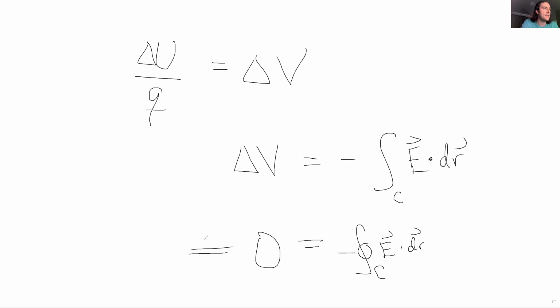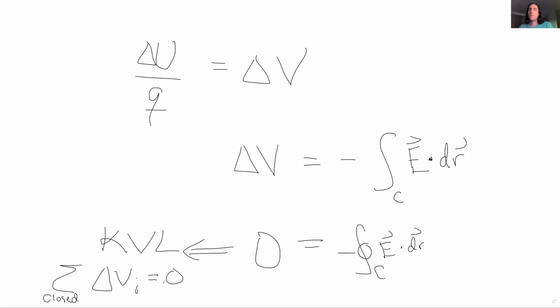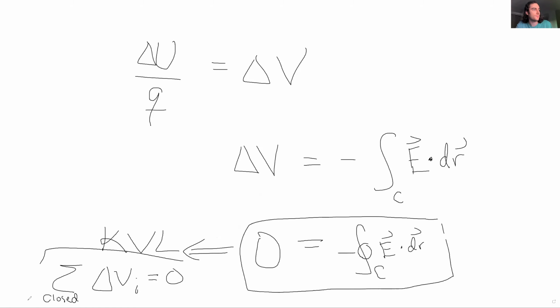And we said that this led us to Kirchhoff's voltage law, which says that the sum of all the voltages around a closed loop is equal to 0. And then an obvious question to ask is, how does this imply this here, right? When I gave you a little bit more information here.